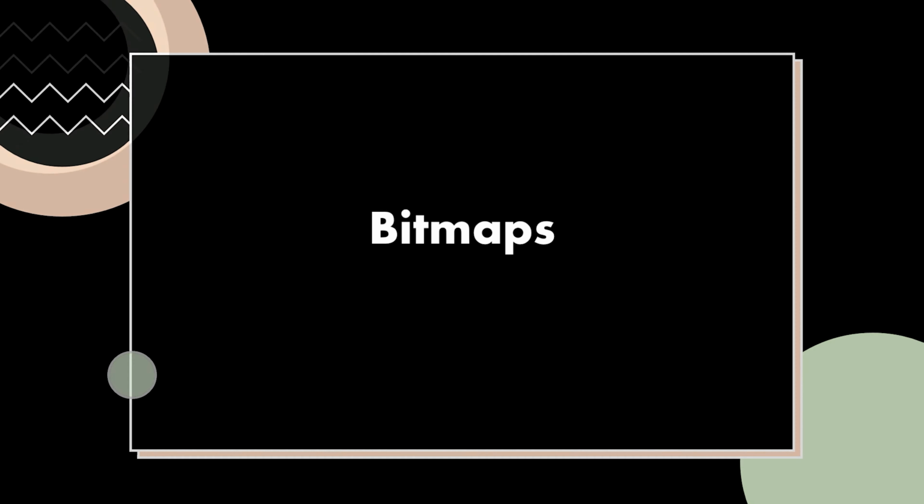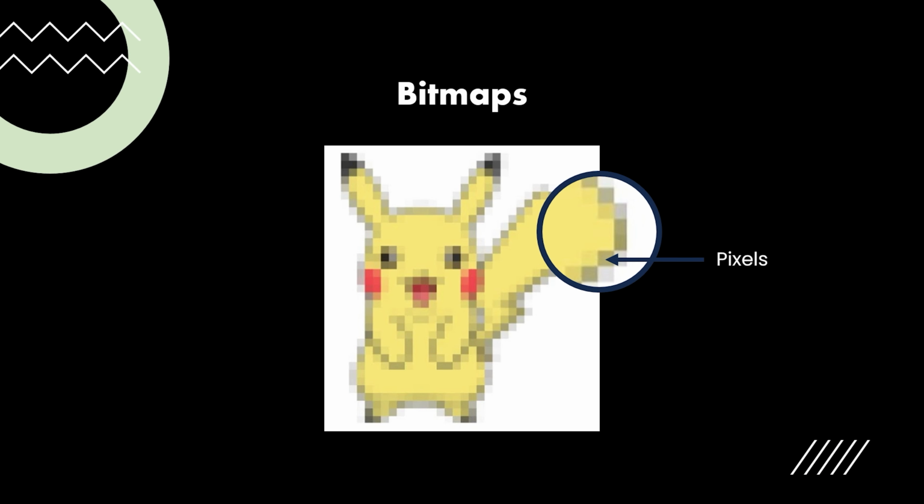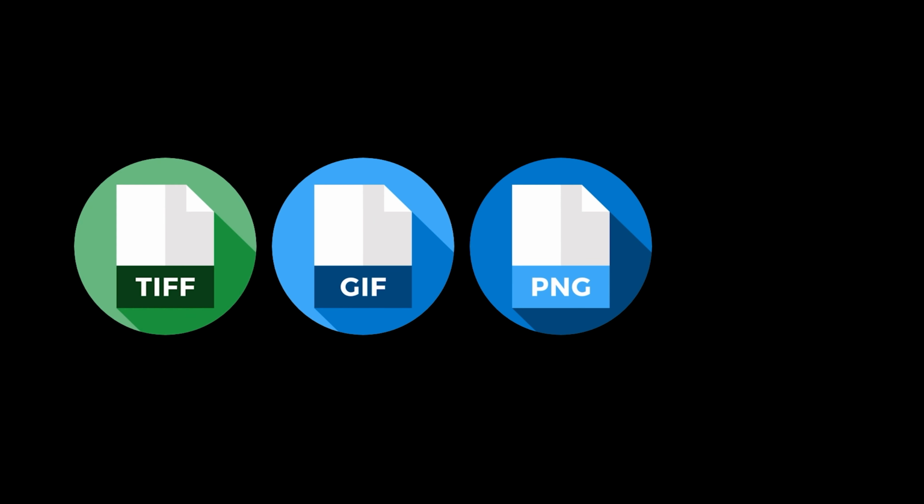Bitmaps. Bitmap means a map of bits. They are rastered images consisting of rectangular pixels. While editing a bitmap, one edits the color values of the individual pixels or groups. Bitmaps consist of a set of fixed numbers of pixels per inch. Bitmaps can be saved in file formats like GIF, PNG, TIFF, and JPEG.